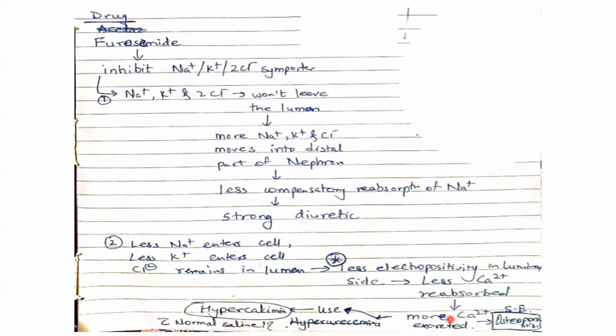So chronic use of furosemide, which is a very strong diuretic, can lead to osteoporosis in many patients. Secondly, what can it be used for? Of course, it will be used as a diuretic, but where else? Suppose a person is suffering from hypercalcemia, wherein because of some genetic defect there is less calcium excretion from the body.